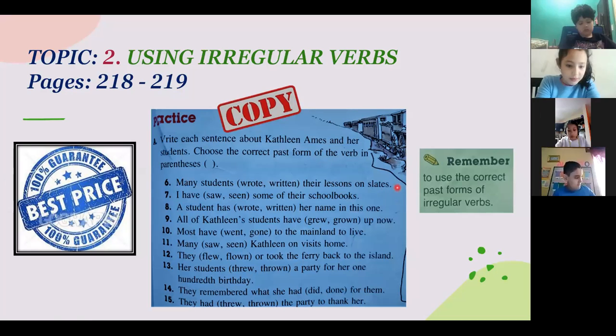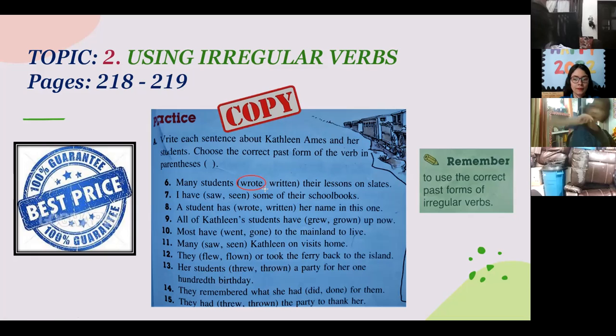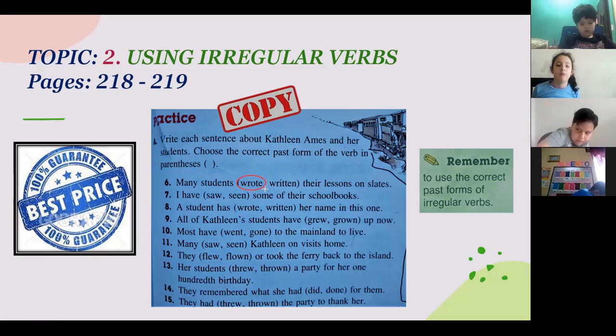So we're going to choose the correct past form. We have many students wrote, that's right, Santiago. So we are going to circle wrote, using another color, the answer of the verb that we are choosing. Copy from 6 to 15. All the sentences. We're going to copy all 15 sentences.